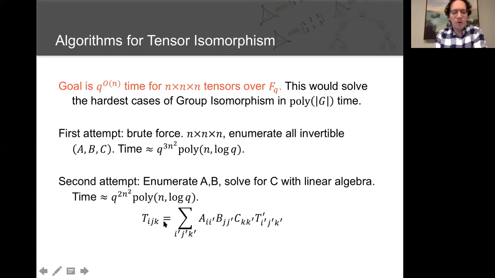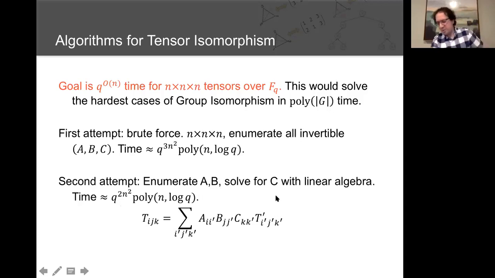Our second attempt, though, if you look at this equation, what you realize is I could just enumerate 2 of these, brute force over 2 of these. And once I've picked 2 of these to try, I can solve for C using linear algebra. Because if you look at our isomorphism equation here, imagine that T, T prime, A, and B are all given to you. Then this equation is linear in C. So now I've reduced my q to the 3n squared to a q to the 2n squared. And the linear algebra gets absorbed in this polynomial factor here.